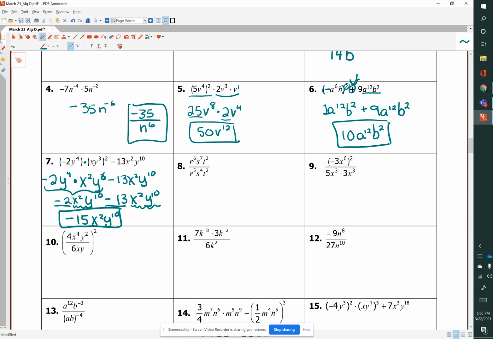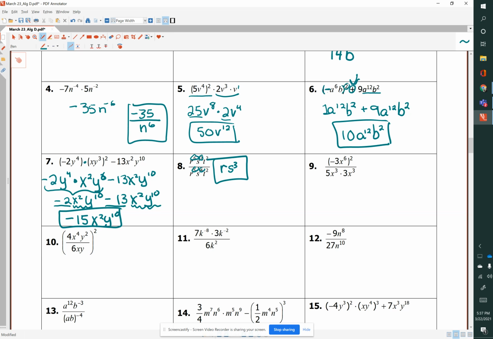Okay, r to the 6 minus, so it's 6 minus 5, so that would be r. S would be 7 minus 4, which would be s to the 3rd. And t, 2 minus 2 is t to the 0, which equals 1, so that just goes away.